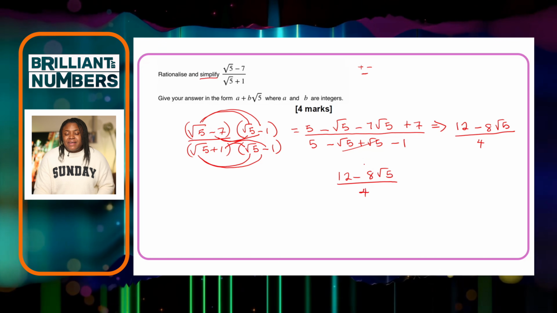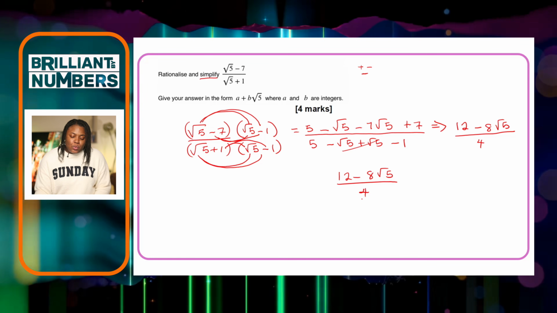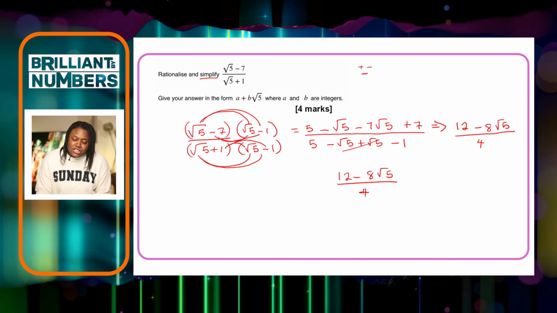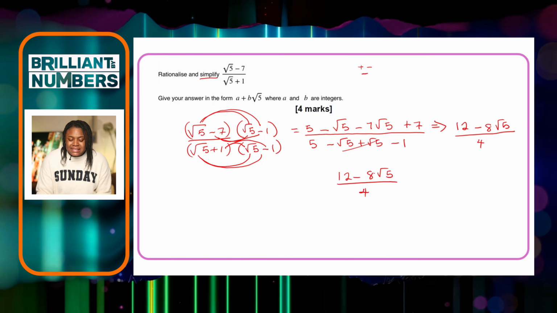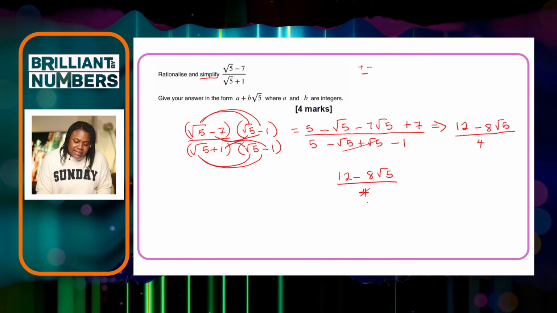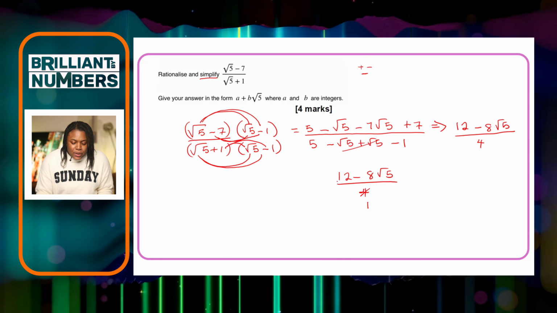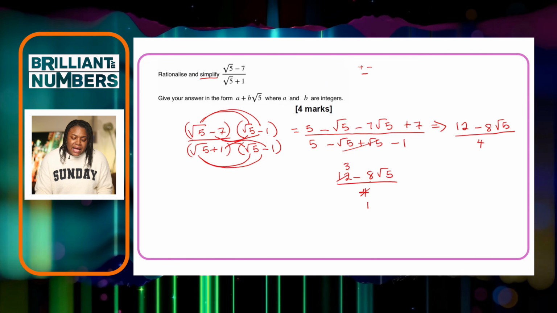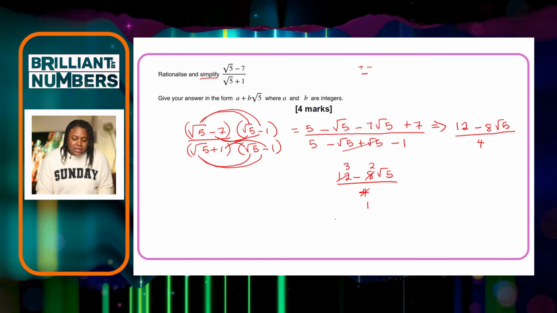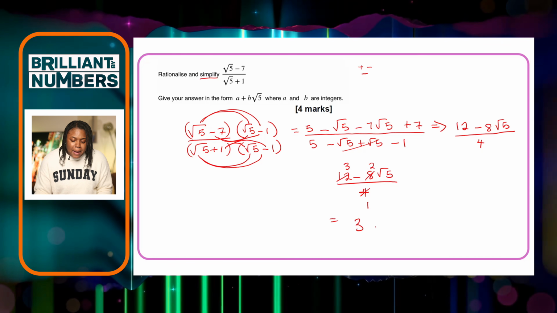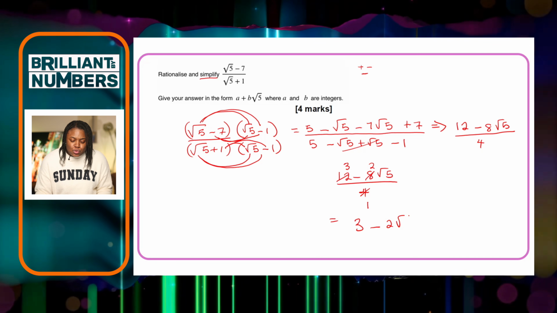Now we can simplify this further because we have a common factor. 4 goes into itself, 4 goes into 12, and also into minus 8. So 4 into itself goes once, 4 into 12 goes 3 times, and 4 into minus 8 will be minus 2. So the final answer is 3 minus 2 root 5.